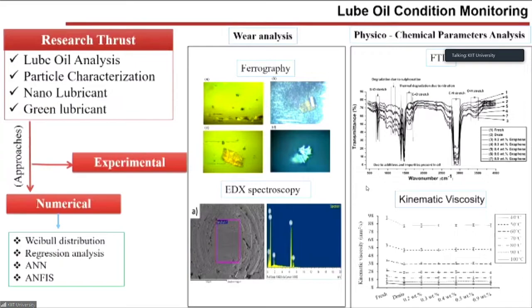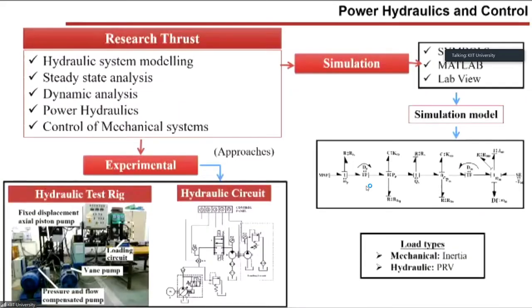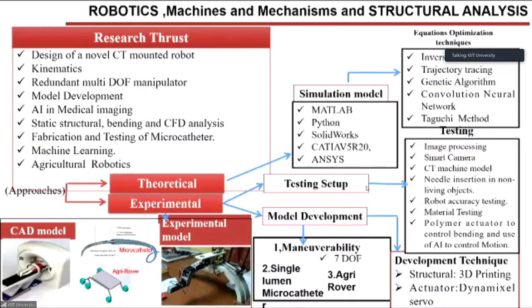Another area is oil condition monitoring, and also the international research of robotics, machine and mechanism structure analysis. So this is completely interdisciplinary, in the area of robotics and mechatronics research. The design students have developed and designed a novel city-mounted robot, its kinematic aspects and model developments, medical imaging, agricultural robotics, and machine learning, all are involved.